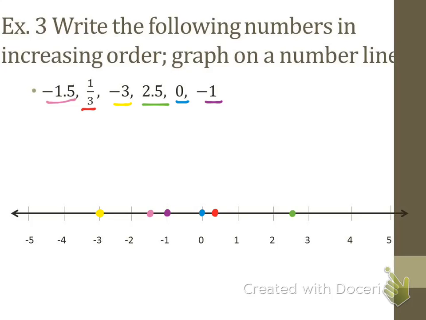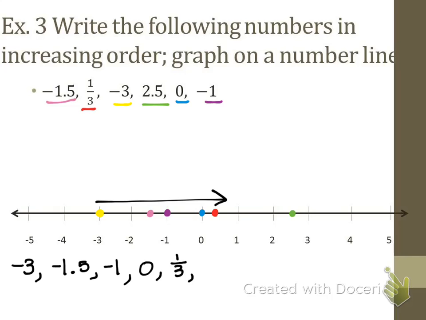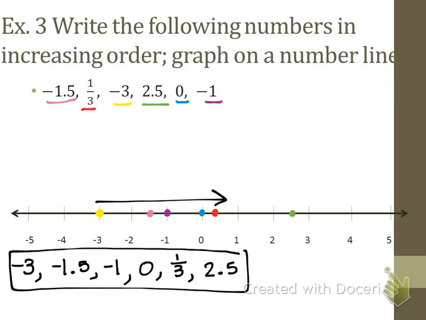So now I know exactly my order of my numbers because I look at my number line smallest to biggest, just like that. All right, so what's my smallest number? -3. That one comes first. What's my next number? Very good. -1.5. Next one. -1. Next. 0. Next. 1/3. And last, 2.5. Okay? These are my numbers in increasing order. Remember, increasing means smallest to biggest.